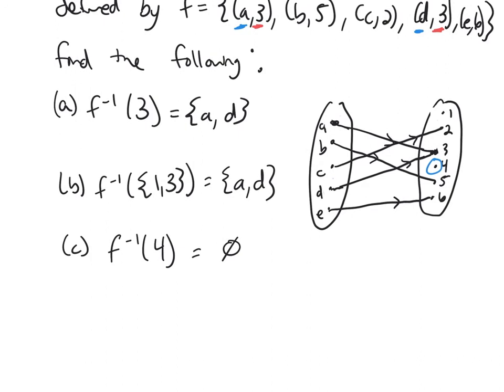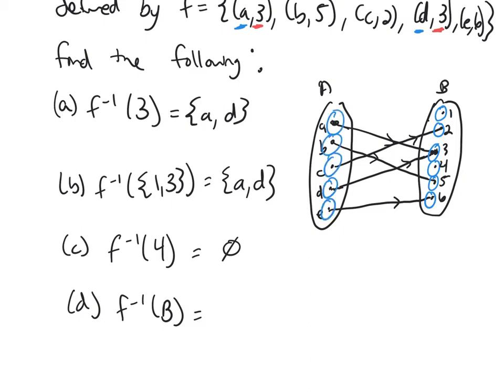And finally, if I look at f inverse of B here, so now I'm going to take everything in B: 1, 2, 3, 4, 5, and 6. Take everything in B and find all of the things in A that went to those elements. Well, right, all of these elements from A have to have arrows going into elements in B. So here, f inverse of B would be a, b, c, d, and e, i.e. f inverse of B is the set A.